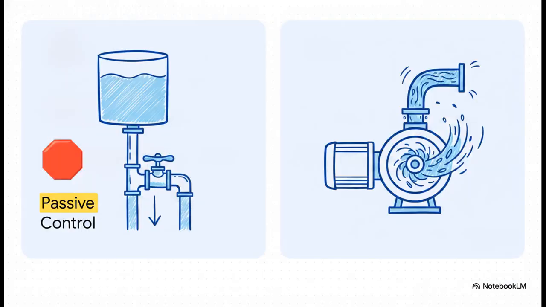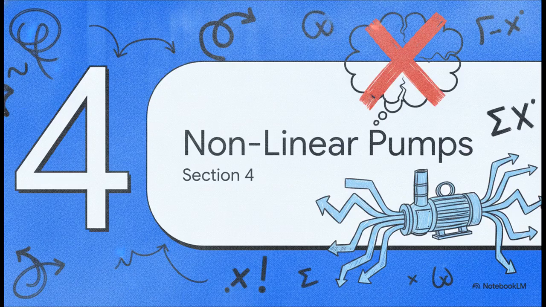Now, up until this point, everything we've looked at relies on passive control. We're just letting gravity do its thing and restricting flow with valves. But real-world automation requires active control. We have to actively drive the fluid using multivariable pumps. And let me tell you, this shift from passive restriction to active driving is where things get truly complicated. Which drops us right into Section 4, the challenge of nonlinear pumps.